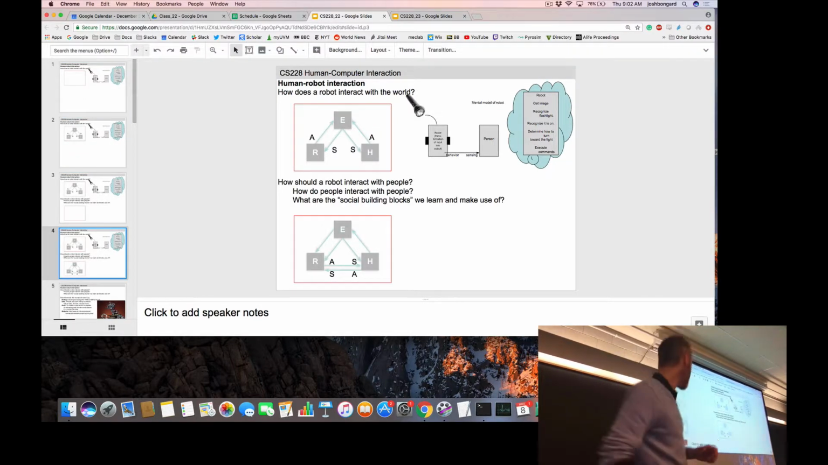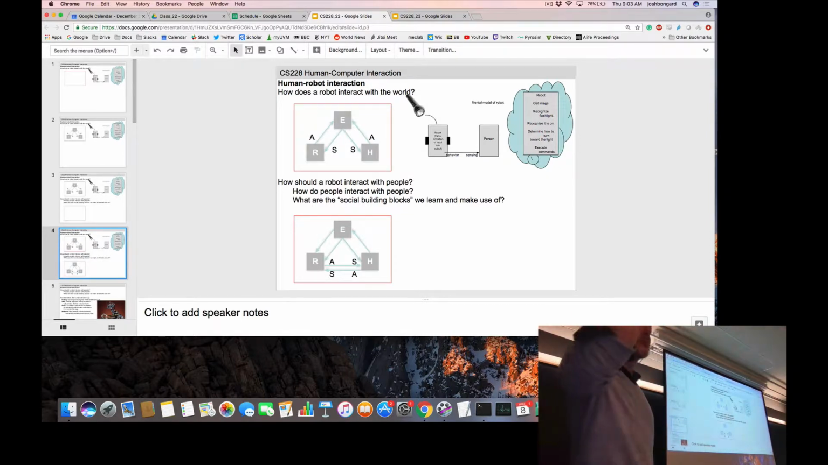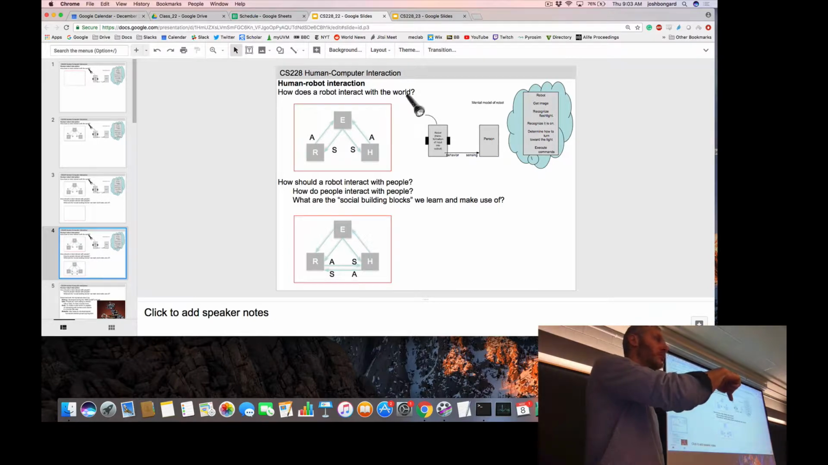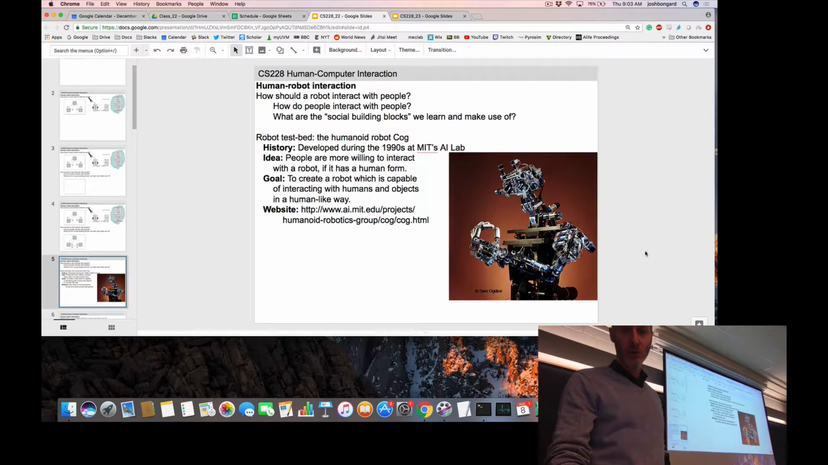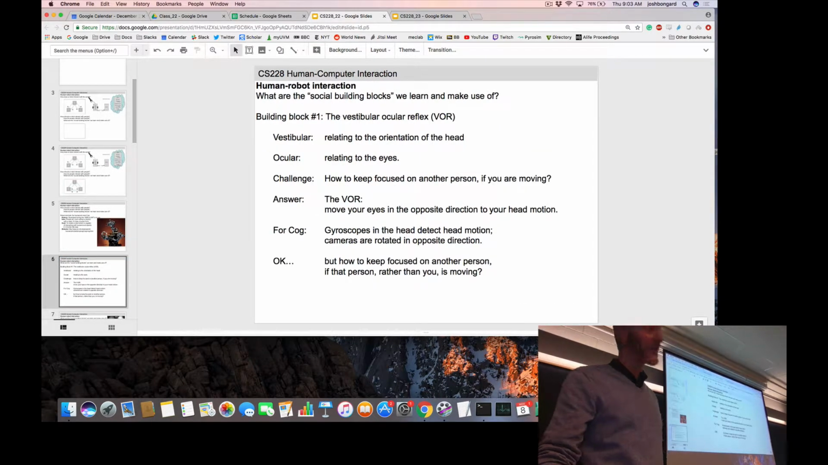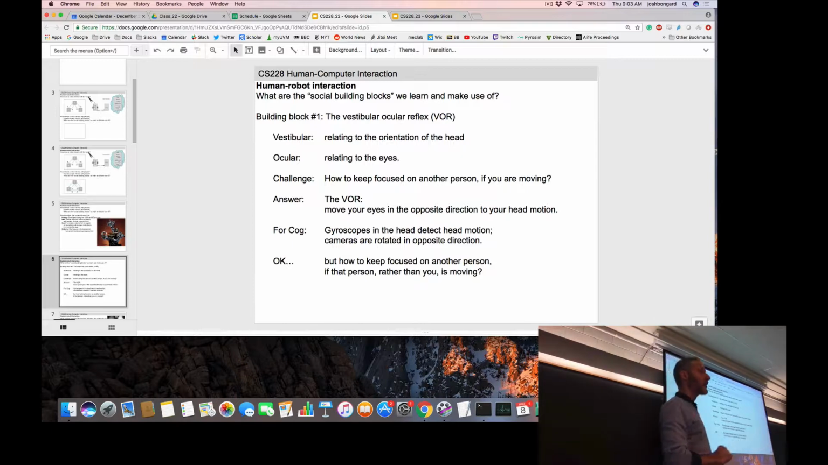As we saw last time, we complicated our picture here. We have robots pushing against the environment, humans pushing against the environment, and also trying to engage in a social interaction where, again, we have this continuous feedback loop. The output of the human becomes the input to the robot, and vice versa. I introduced you to COG last time. This is one of the first social robots, built back in the 1990s. And we ended last time with the first of 4 social building blocks we're going to look at.